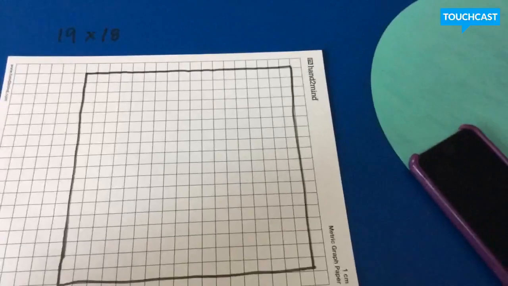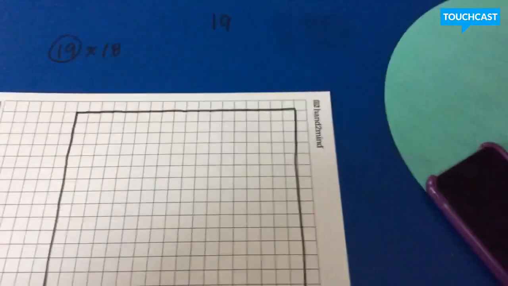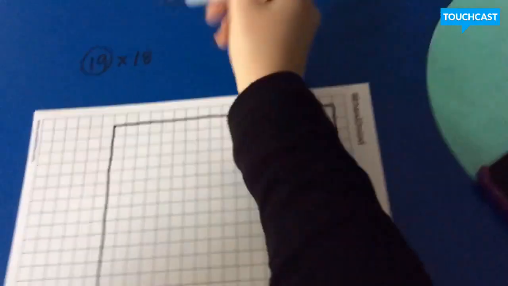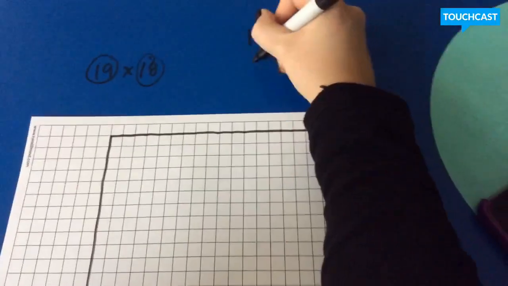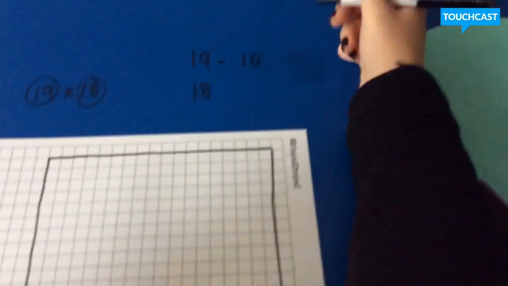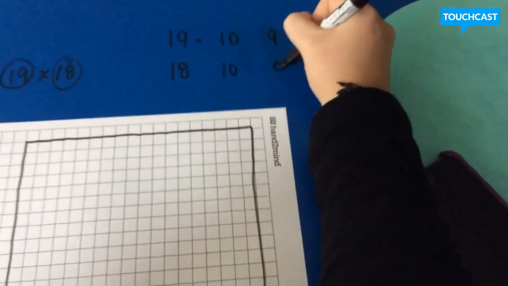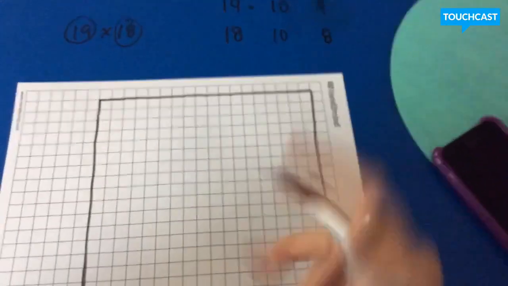First, I'm going to break apart the facts into tens and ones. I'm going to break apart each factor into tens and ones. So 19 would be 10 and 9, and 18 would be 10 and 8. So I'm going to do that in my grid.